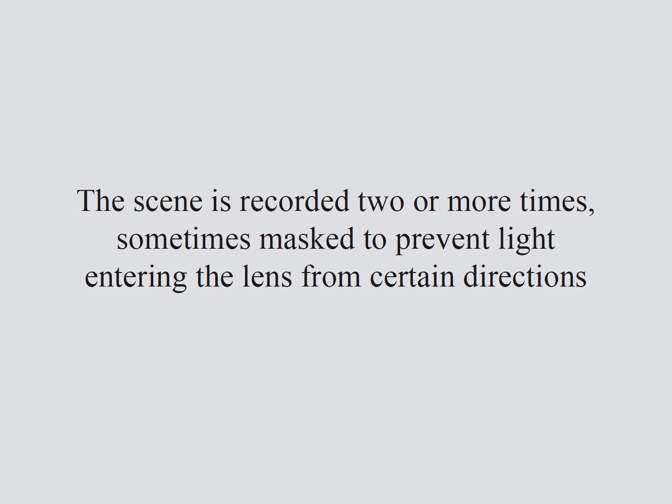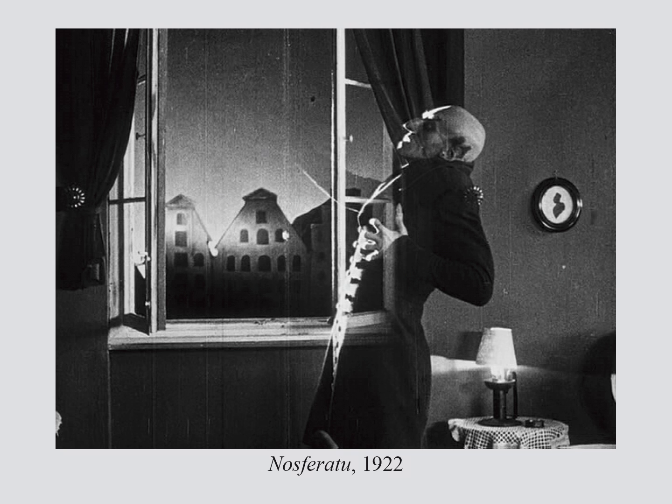And each time that you expose the film, you can have a different setup. Maybe you shoot a background, and then you shoot again a main character against a black backdrop, making that character appear ghostly, superimposed. Or maybe you have a mask that you place over the lens to prevent light coming in from certain directions. Here's an example of a double exposure from F.W.